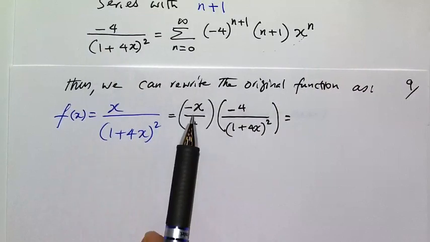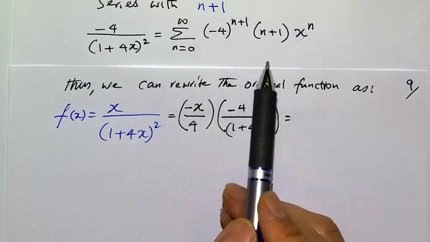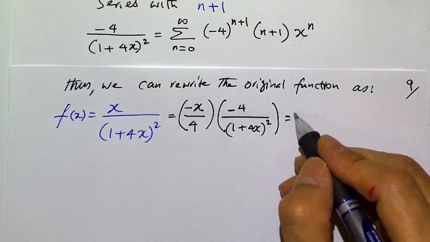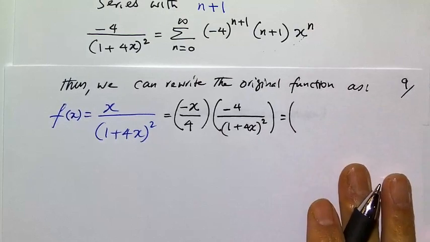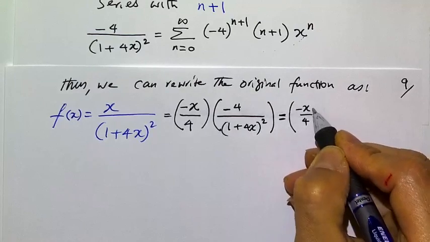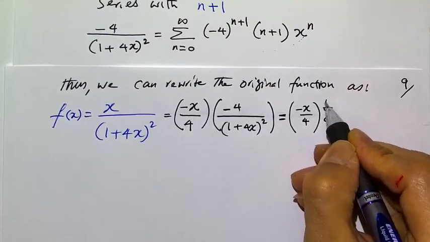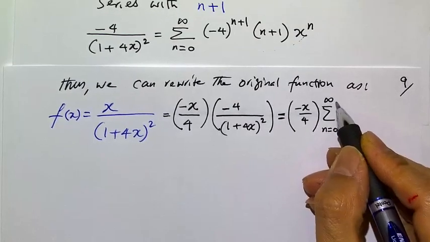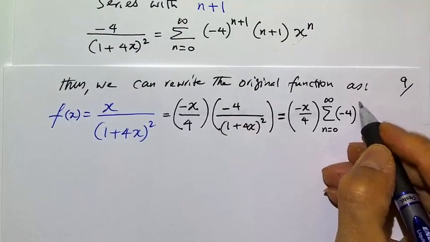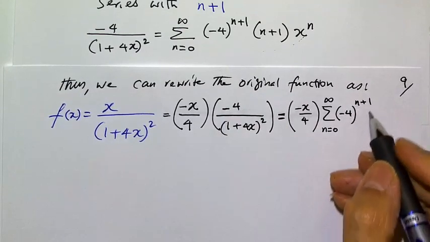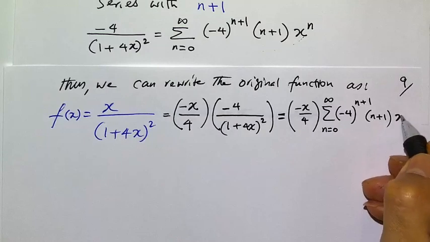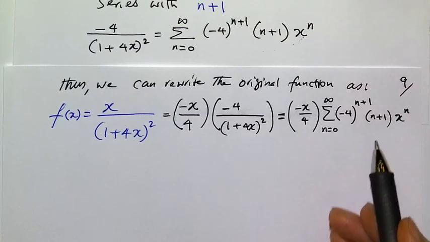We multiplied the left side by minus x over 4 to get this, so we multiplied that power series by minus x over 4 as well. Hopefully I can fit it all in the space that I have left. So that is equal to minus x over 4 times the series going from 0 to infinity, and we have minus 4 to the n plus 1 power, times n plus 1 times x to the n power. So barely I was able to do that.